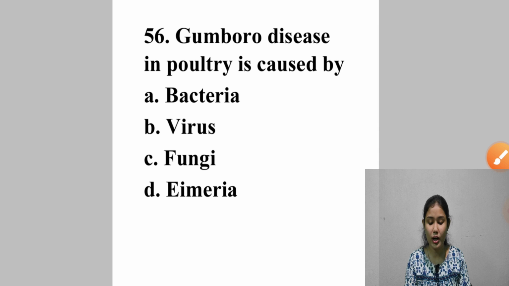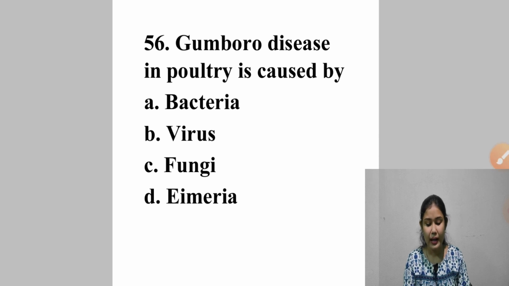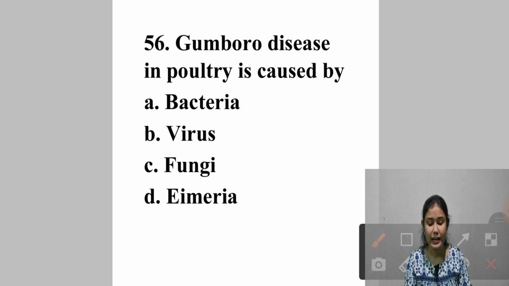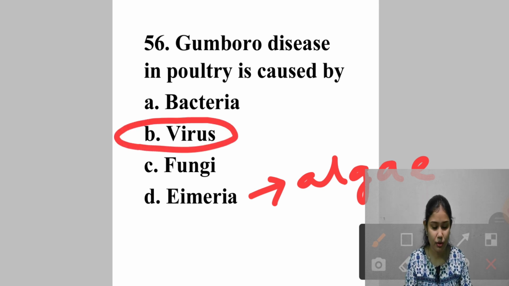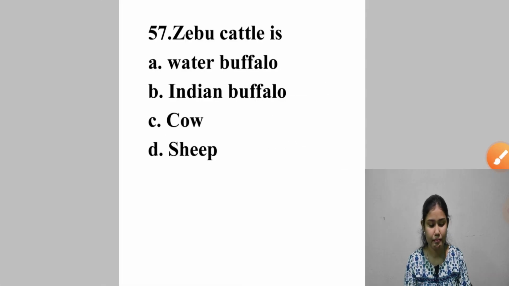Gumboro disease in poultry is caused by A, bacteria, B, virus, C, fungi, D, Emeria. What is this Emeria? Algae. Okay, so option B will be the correct answer. Gumboro disease in poultry is caused by virus. Okay, so option B. Now come to question number 57.